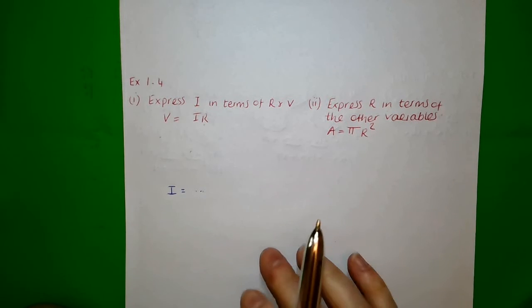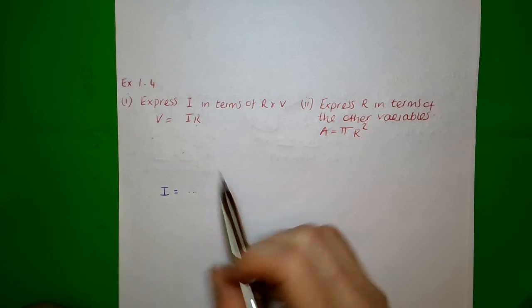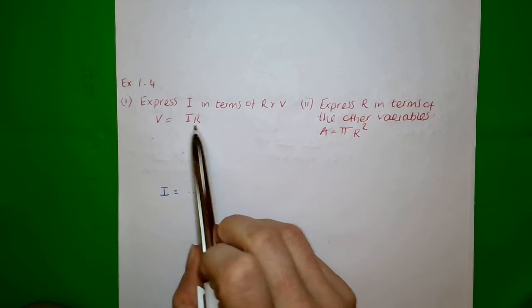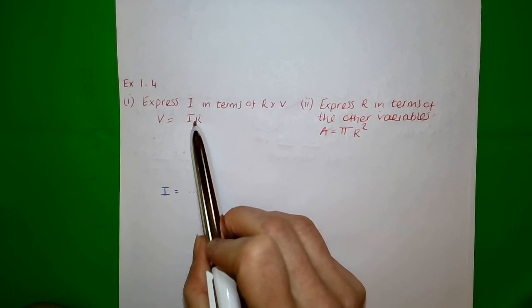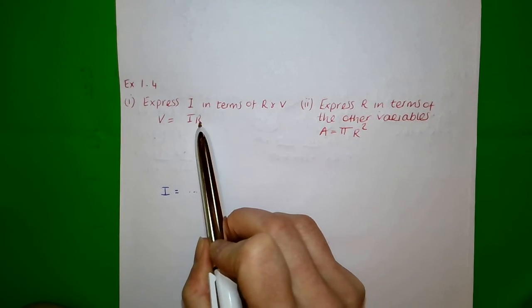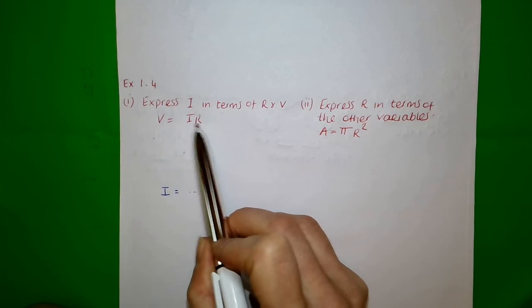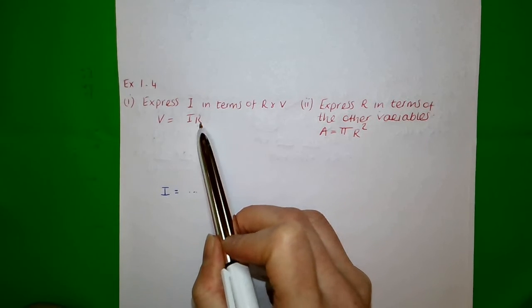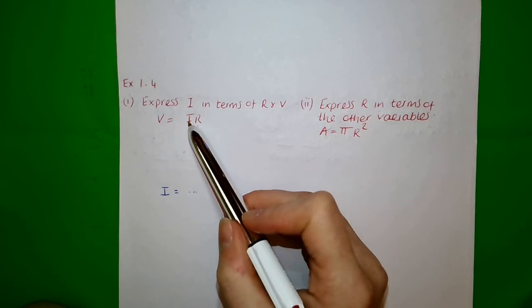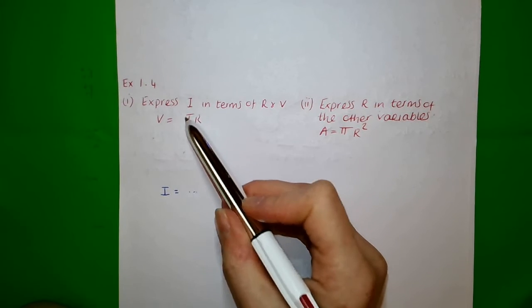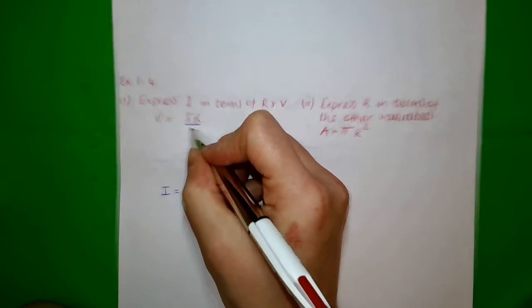Okay, so when we do that, we're going to try and get I on its own. Now at the moment I is being multiplied by R, because the two letters are written beside each other with no signs in between. So that means they're being multiplied. So to get rid of that R, we're actually going to divide both sides by R.